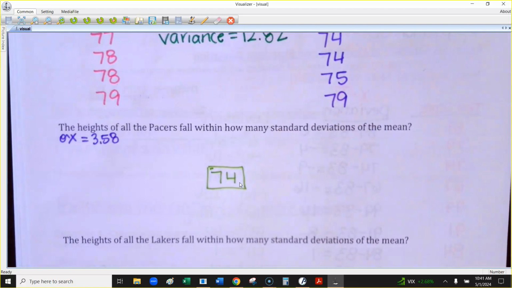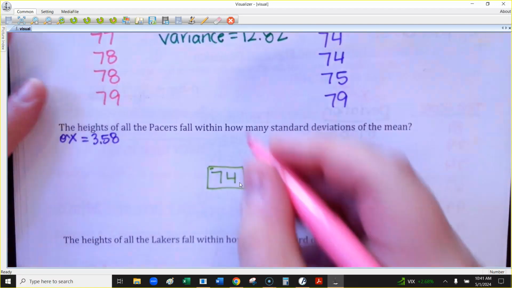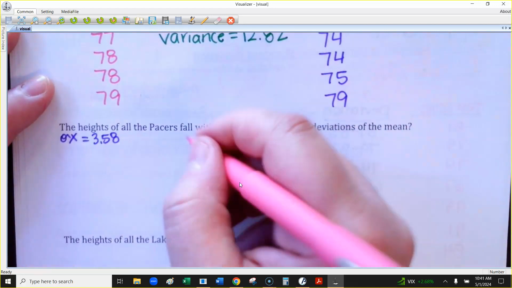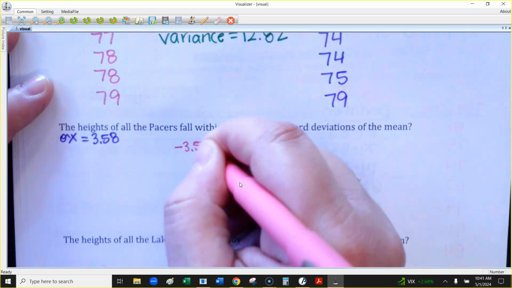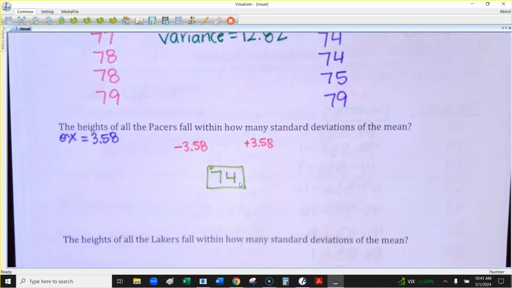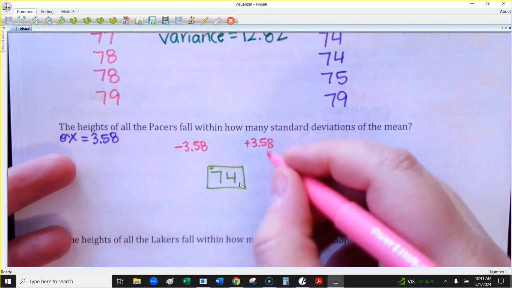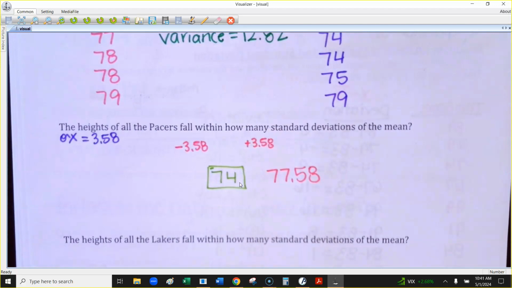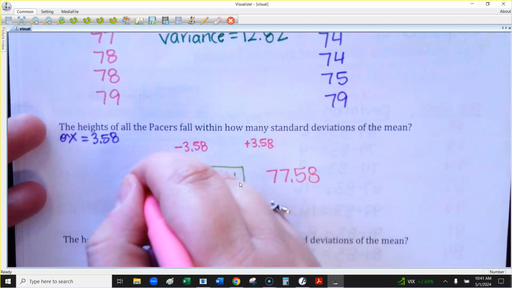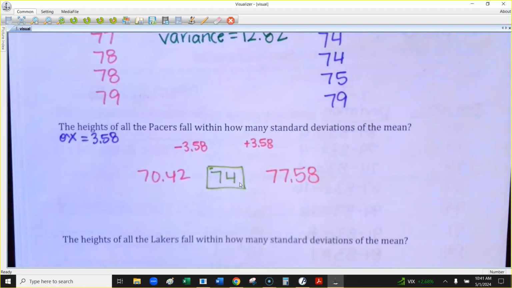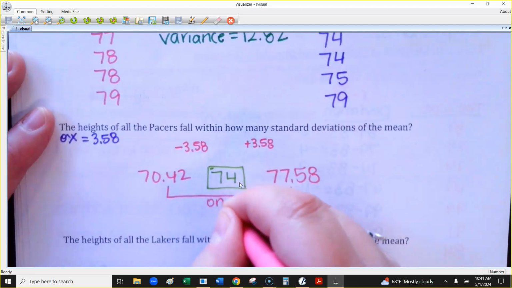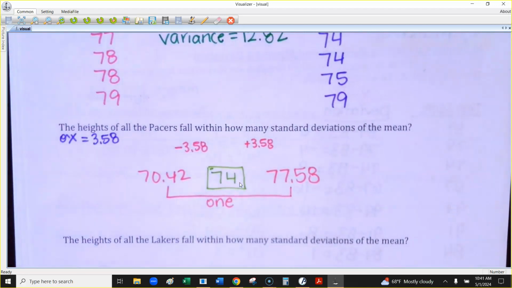So what you're gonna do is you're gonna start with the mean, and on this end, I'm gonna add the standard deviation, which was 3.58. On this side, I'm gonna subtract 3.58. All right, so if I do 74 plus 3.58, that'd be 77.58. On the other end, if I do 74 minus 3.58, you're going to get 70.42. Okay, so this would be within one standard deviation of the mean.